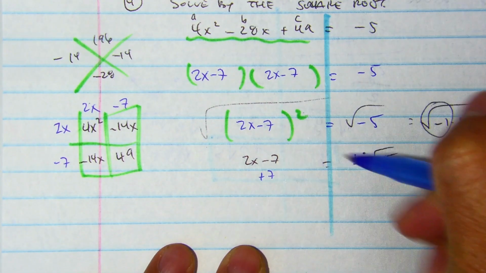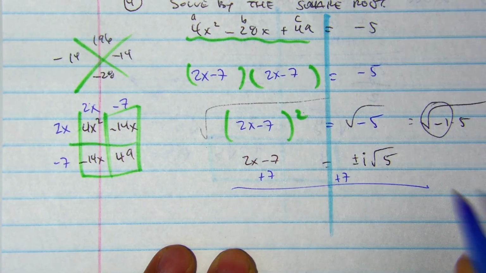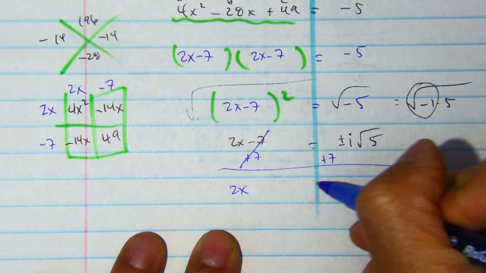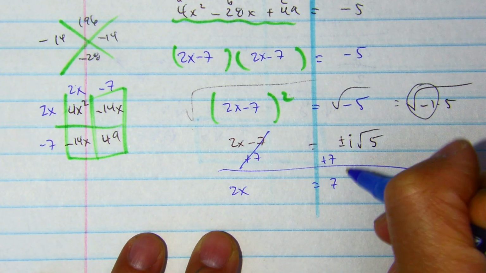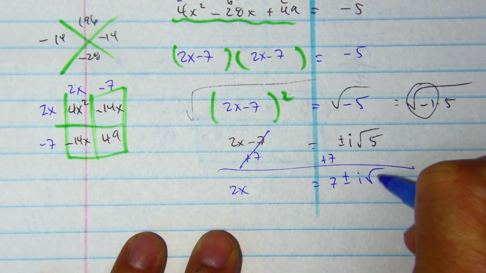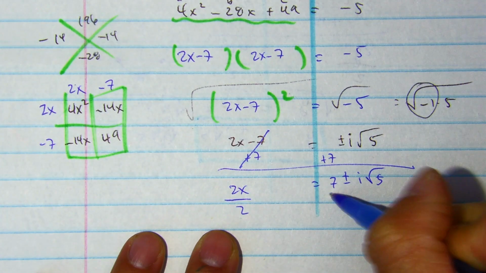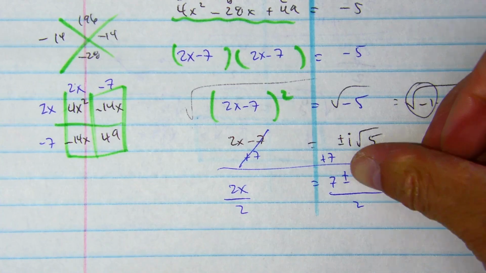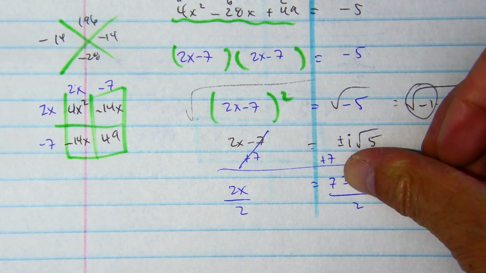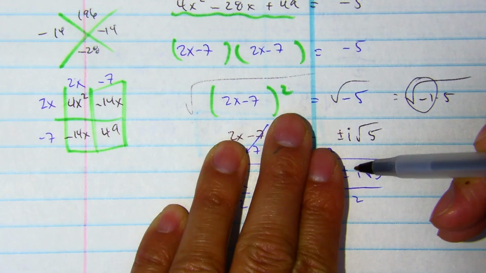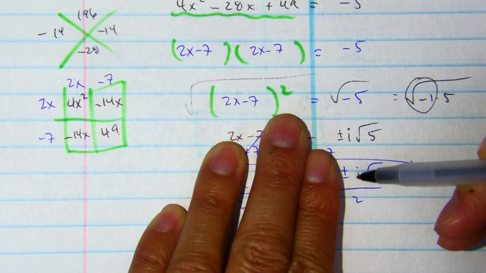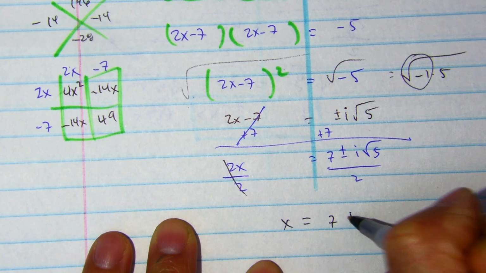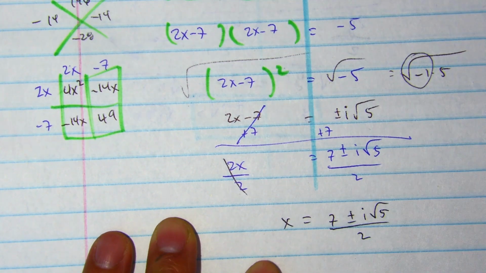And then I can go ahead and add 7 here. So 2x equals 7 plus or minus i radical 5, divided by 2. That would be 7 halves plus or minus i radical 5 over 2, if you want to show the real and complex parts. And there's our answer.